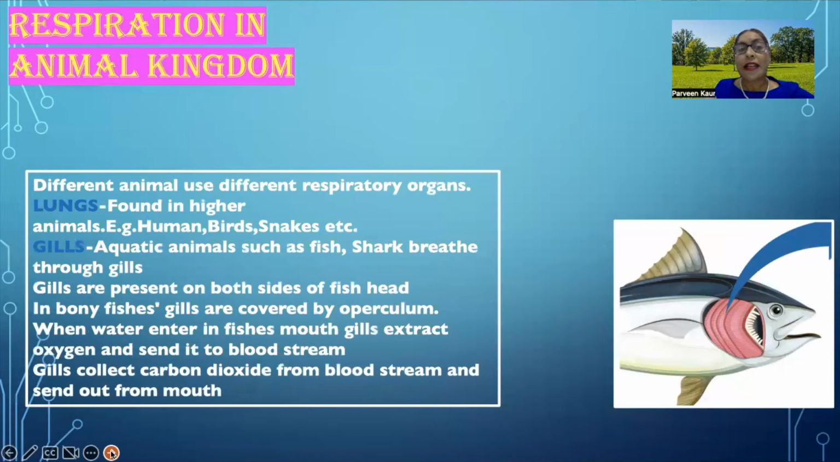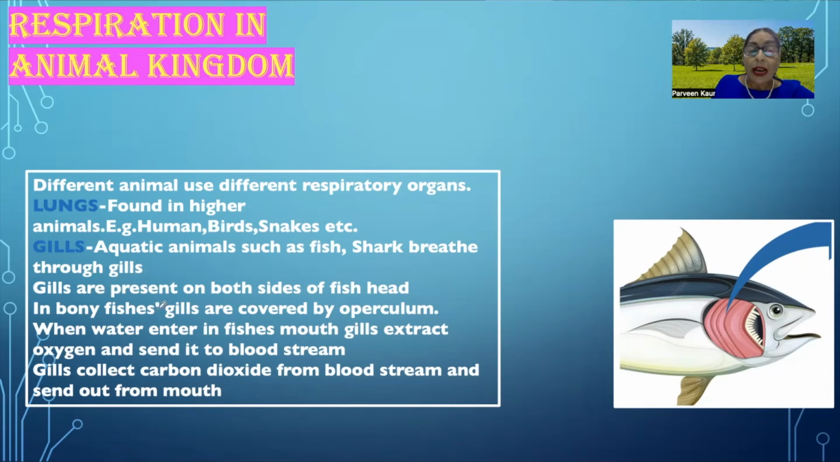Now we will see the respiration in the animal kingdom. On this planet, there are various types of animals, and all animals have different organs. What organ? Respiratory organ. So lungs, gills, spiracle, trachea, these are the organs. First of all, we will see the lungs. Lungs are found in higher animals, like human, bird, snake, bear, deer, etc. Gills. Mostly they are found in aquatic animals such as shark, fishes, etc.